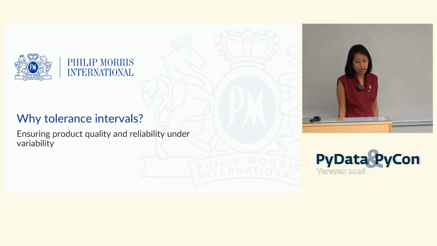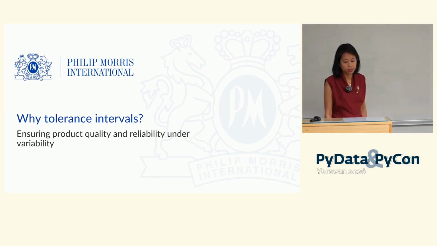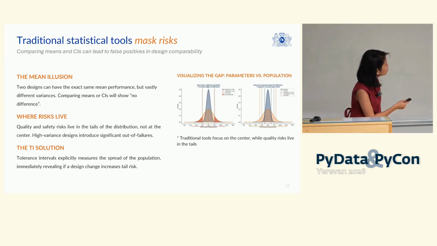So now in reality, why is the industry not really able to work with a confidence interval? Because just as I mentioned before, comparing just means with the confidence interval might lead you to a false positive when you are doing design comparability. Because the two designs can certainly have the same mean performance. So I give an illustration here.